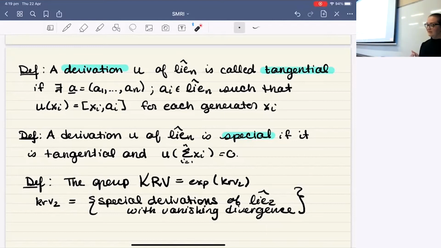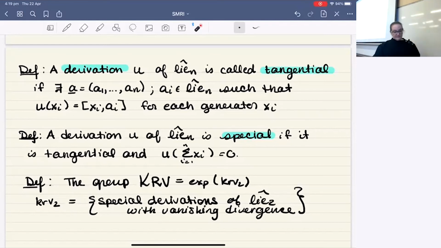And I think if you've read Drinfeld, he calls these special and these something else, and if you read Alekseev and Torossian, then they call special the tangential derivations where if you act on the sum of all the generators, that goes to zero, right? So it's just one more condition on these tangential derivations.